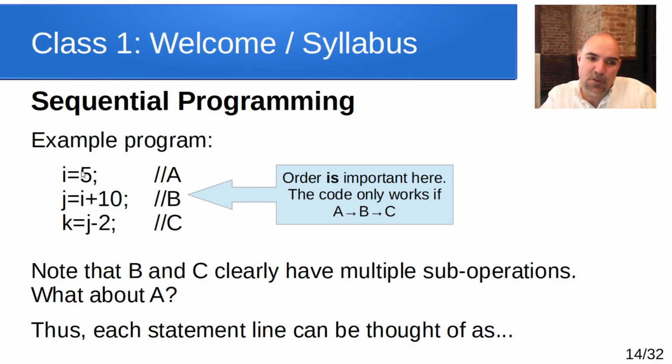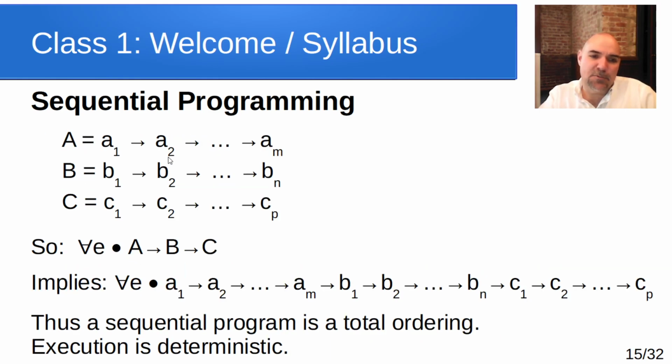Same thing on this one. But what about i equals 5? Is that atomic or does that have substeps? It actually turns out that it has substeps too. Load the 5 into the processor, stick that 5 into the place in memory where i is being stored.